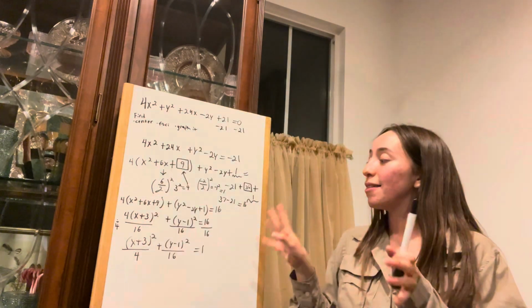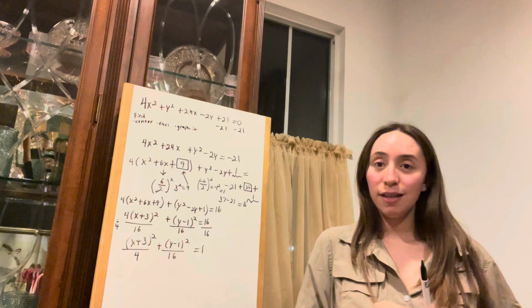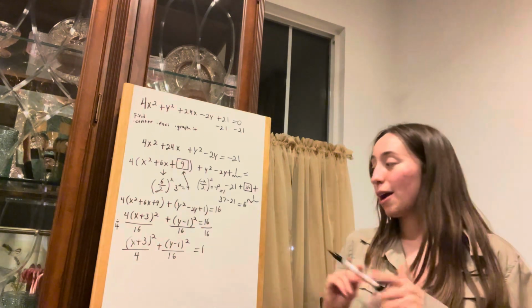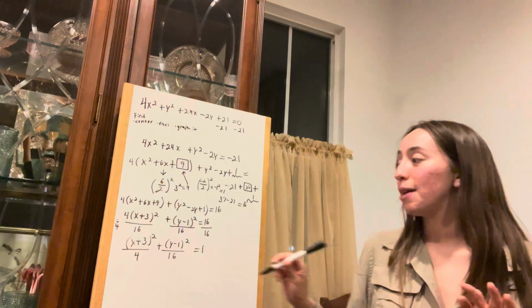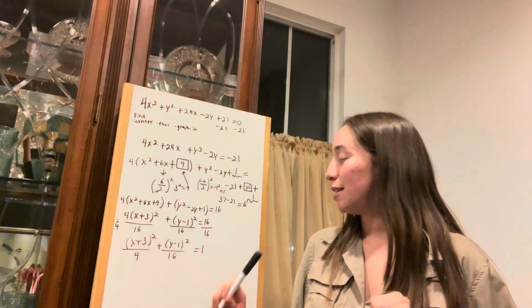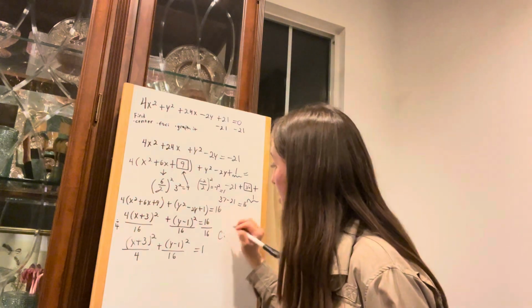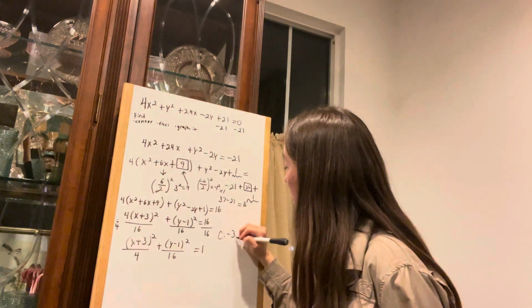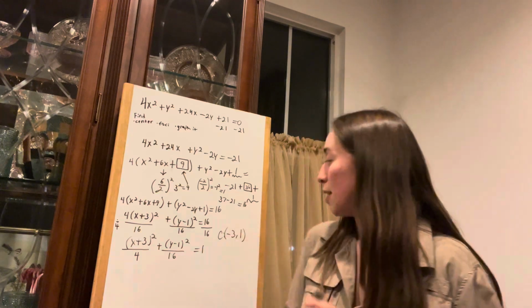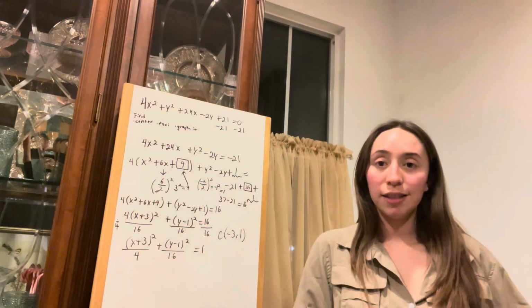Okay, now that we have this equation, we're going to start graphing. Right now, I can say right off the bat, I know that my center is going to be the opposite signs of these. So center is going to be negative 3 and a positive 1. All right, I'm going to erase this and clean all this up, and we're going to start graphing.